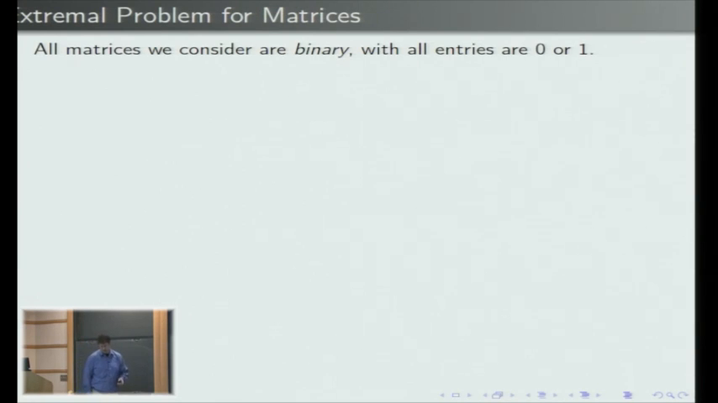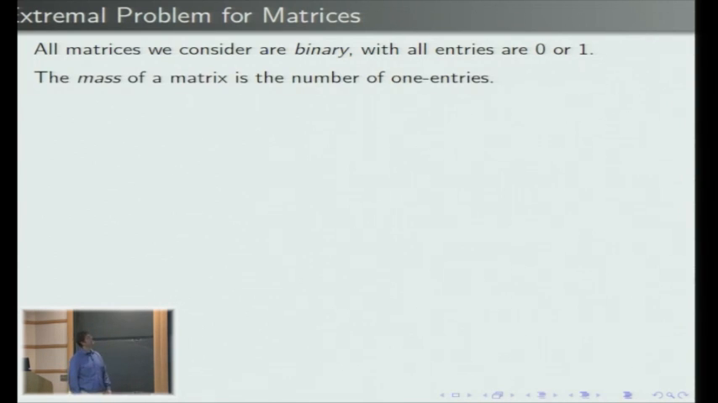So before we get to that, over the years, there was a very interesting connection between the Stanley-Wilf limits and an extremal problem for matrices, which was rather unexpected. All matrices we are going to consider are binary. That means that all the entries are 0 or 1. And the mass of a matrix is the number of 1 entries. It's also the sum of the entries of the matrix.